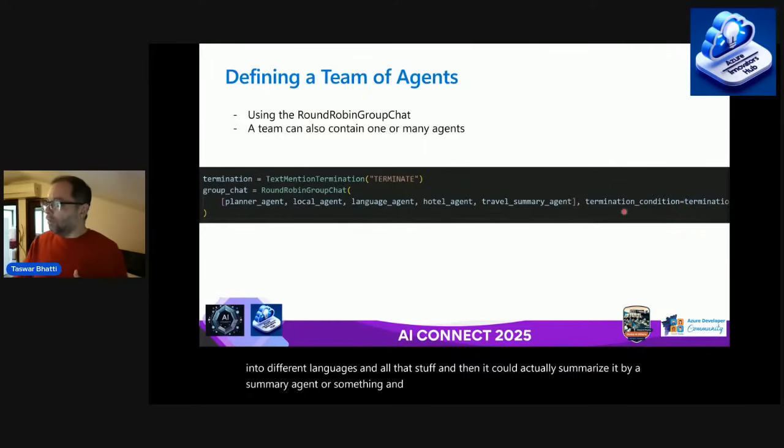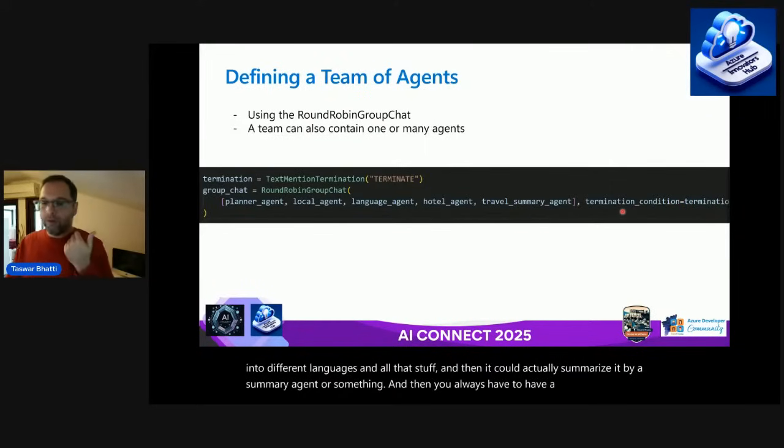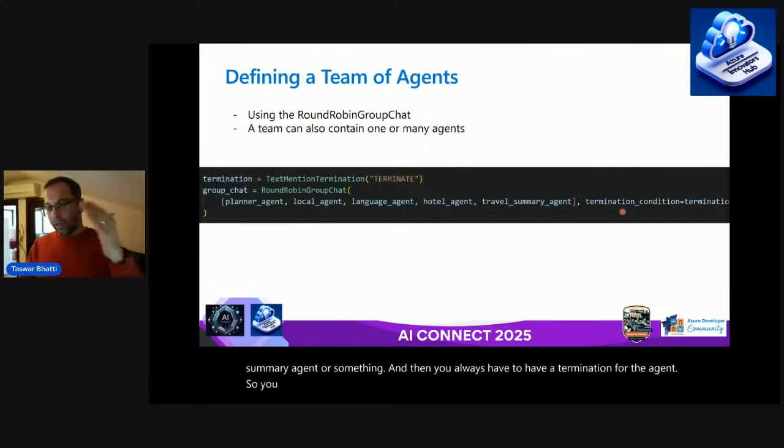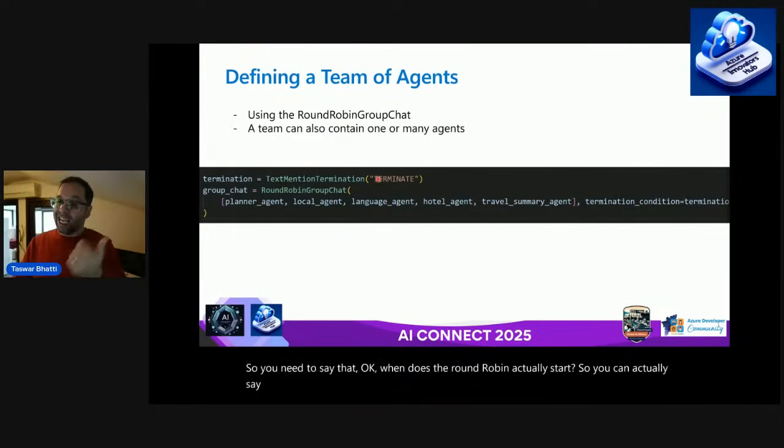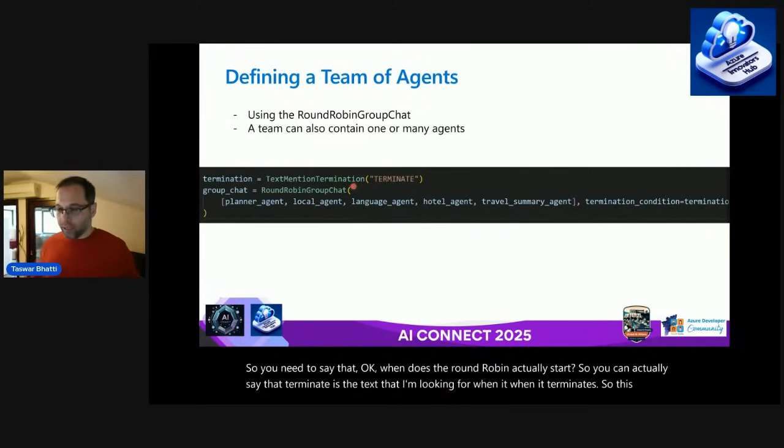And then you always have to have a termination for the agent. So you need to say when the round robin actually ends. You can say that "terminate" is the text that I'm looking for when it terminates. So this is the simple one that goes through it.